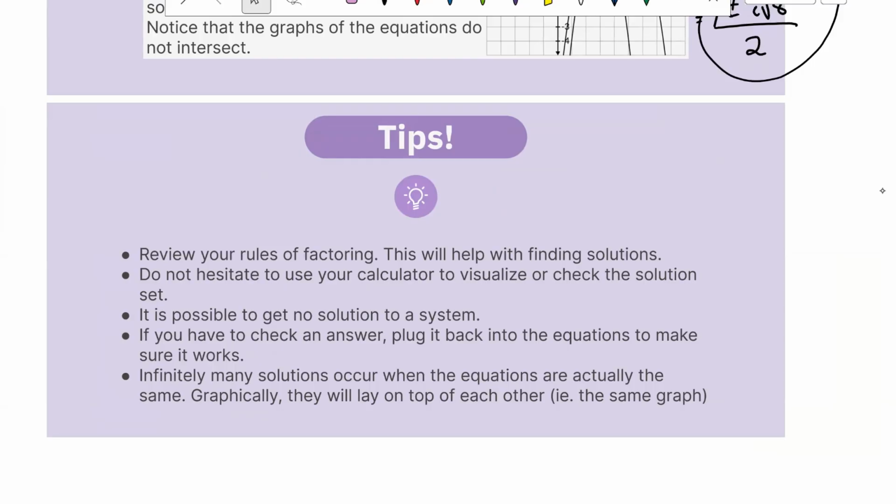infinitely many solutions is when the graphs are stacked on top of each other. So you might be wondering, well, I just see one graph here. What does that mean? That just means that it's the same graph on top of itself. And so that's infinite solutions.